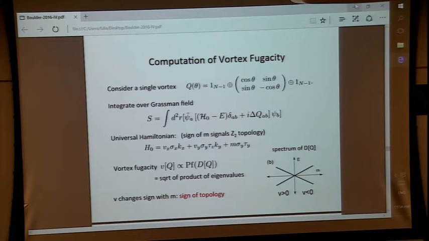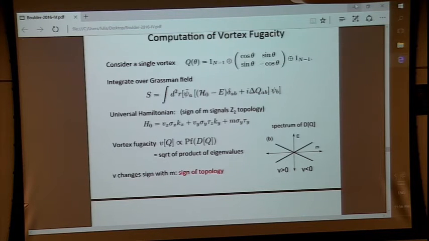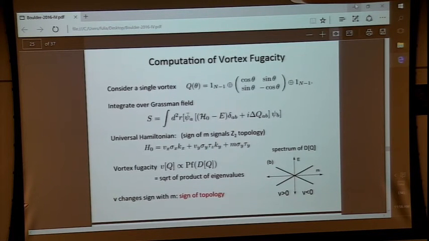Okay, it's real. And if we work with half of the number of replicas, we can always work with the Pfaffian. And in the Pfaffian, when you have a vortex configuration, the fugacity changes sign. So this immediately says that the sign of the vortex fugacity is tied to the topology of the system, whether it's trivial or non-trivial.